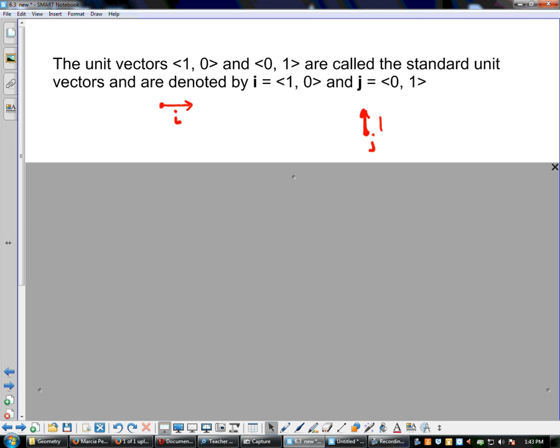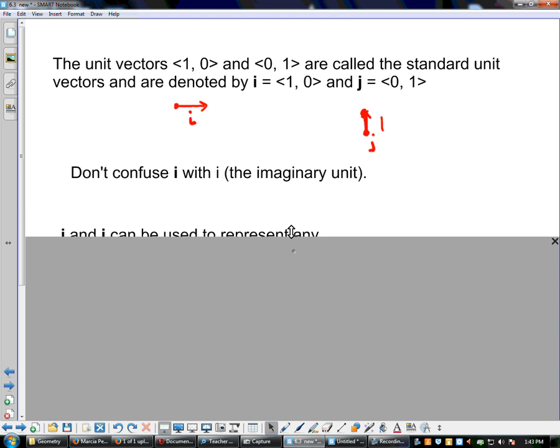Component form. So the component form of this standard unit vector would be 1, 0, and the component form of this standard unit vector would be 0, 1. All right? We use the boldface letter I to represent this little vector that's pointing to the right, and we use the boldface letter J to indicate this vertical vector.